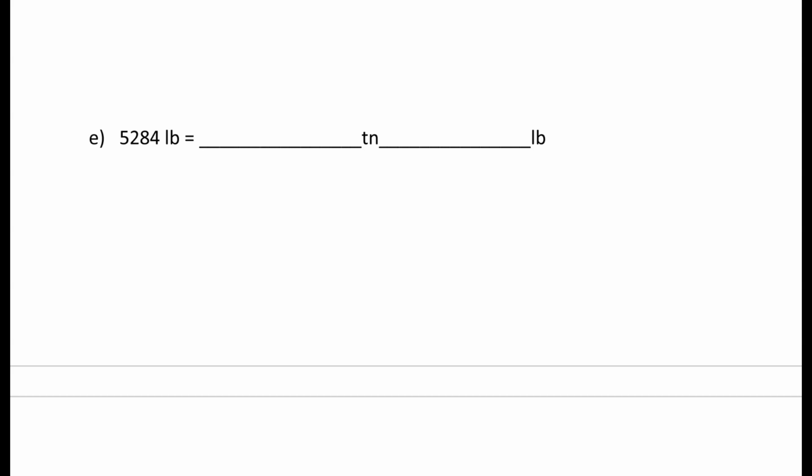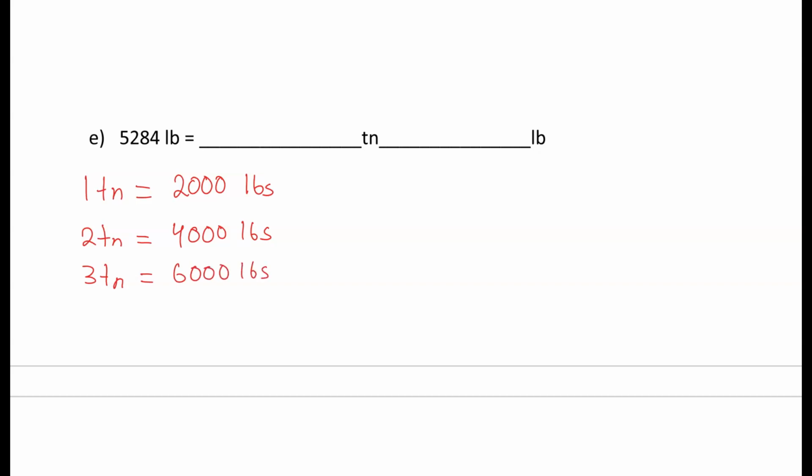Well, 1 ton, so 1 TN equals 2,000 pounds. Now, if we know 1 ton is 2,000 pounds, well, 2 tons is equal to 4,000 pounds, and 3 tons would be equal to 6,000 pounds. We don't have more than 6,000 pounds, so what we want to use is this value right here.